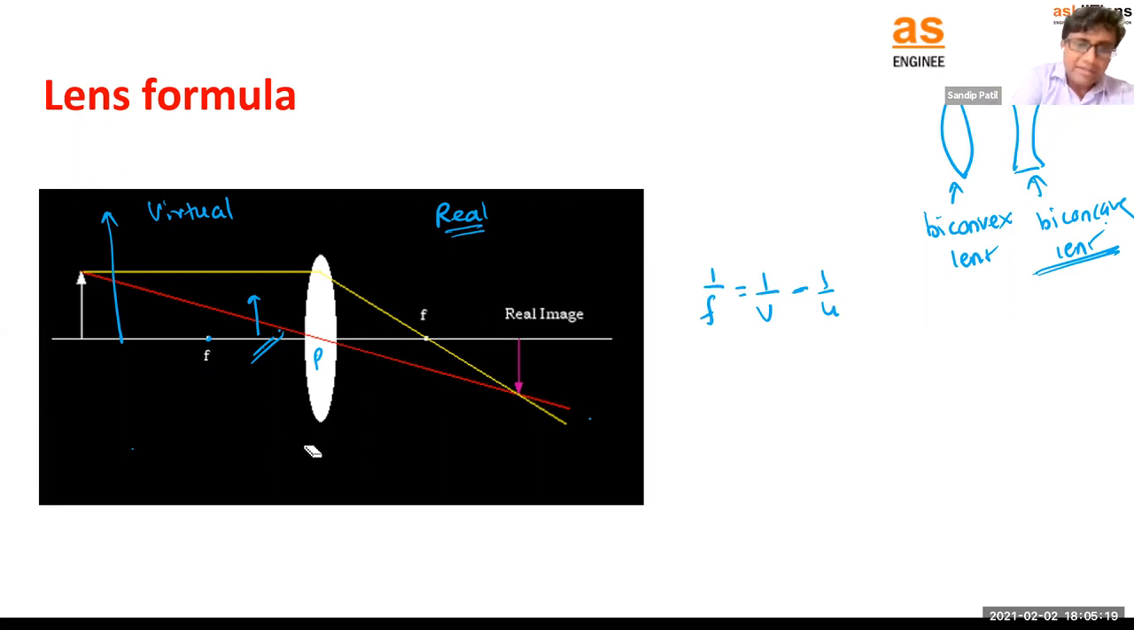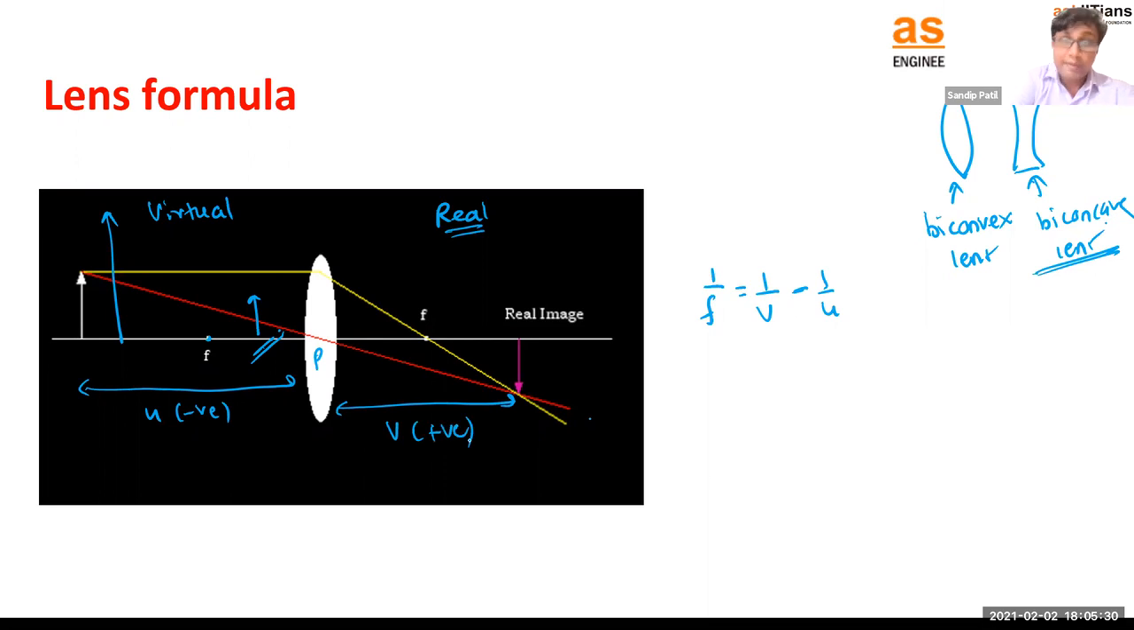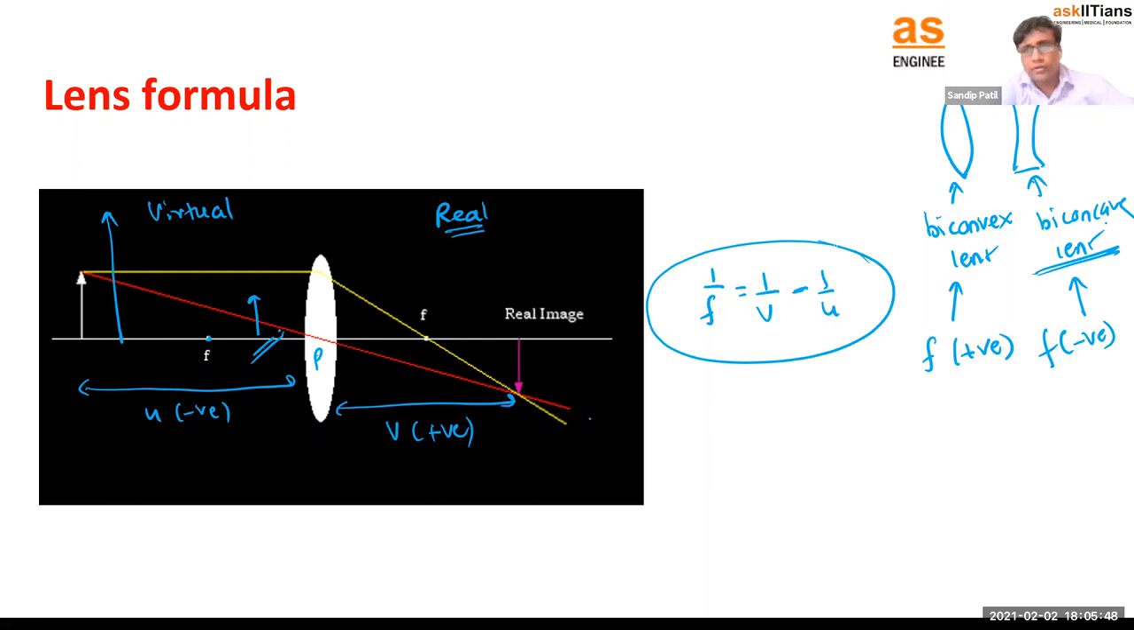Also remember the sign conventions in this case. If the object is on this side, you know U is negative, right? Image we are getting on this side, so can I say V is positive? So remember these sign conventions. One more thing you should remember: for biconvex lens, the focal length is positive. For biconcave lens, the focal length will be negative, right? So using these conditions, we can solve the numericals for these lenses using this formula.